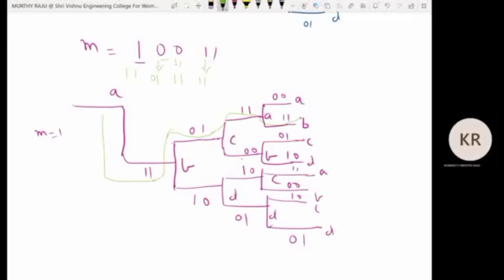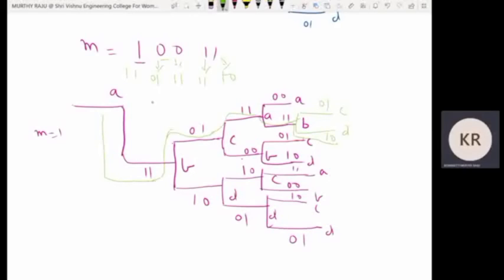Next, from the B, we have two possibilities. B to C, B to D. B to C is 0 1, B to D is 1 0. Therefore, next bit is 1. Next bit is 1 means downward direction, with output 1 0.